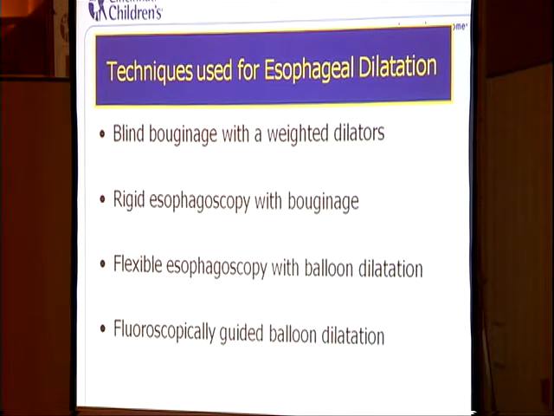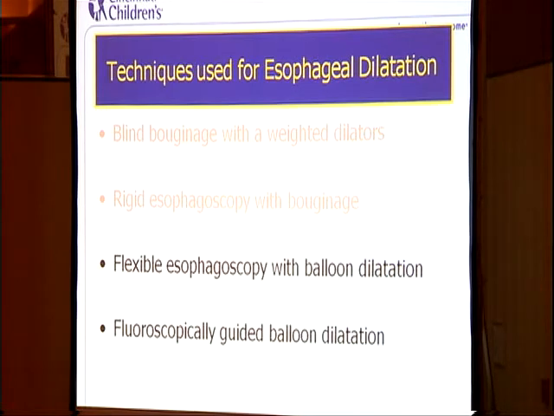Rigid esophagoscopy, that's looking down the esophagus with a rigid scope with also dilators, was the traditional way of dilating these patients. Unfortunately, it traumatized the esophagus so much, and many of our patients that have been treated with this approach have ended up with the types of scars that become then resistant to dilatation. And in some cases have even required esophageal replacement with a colon conduit.